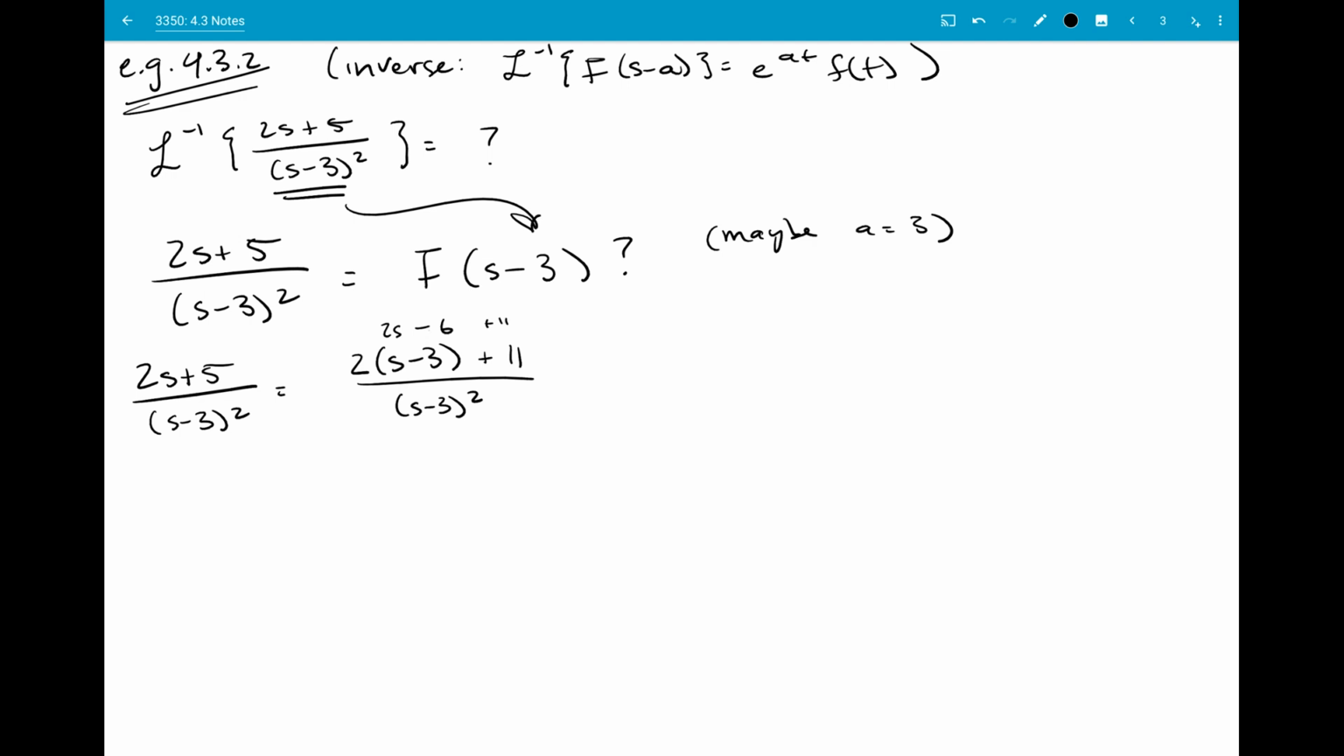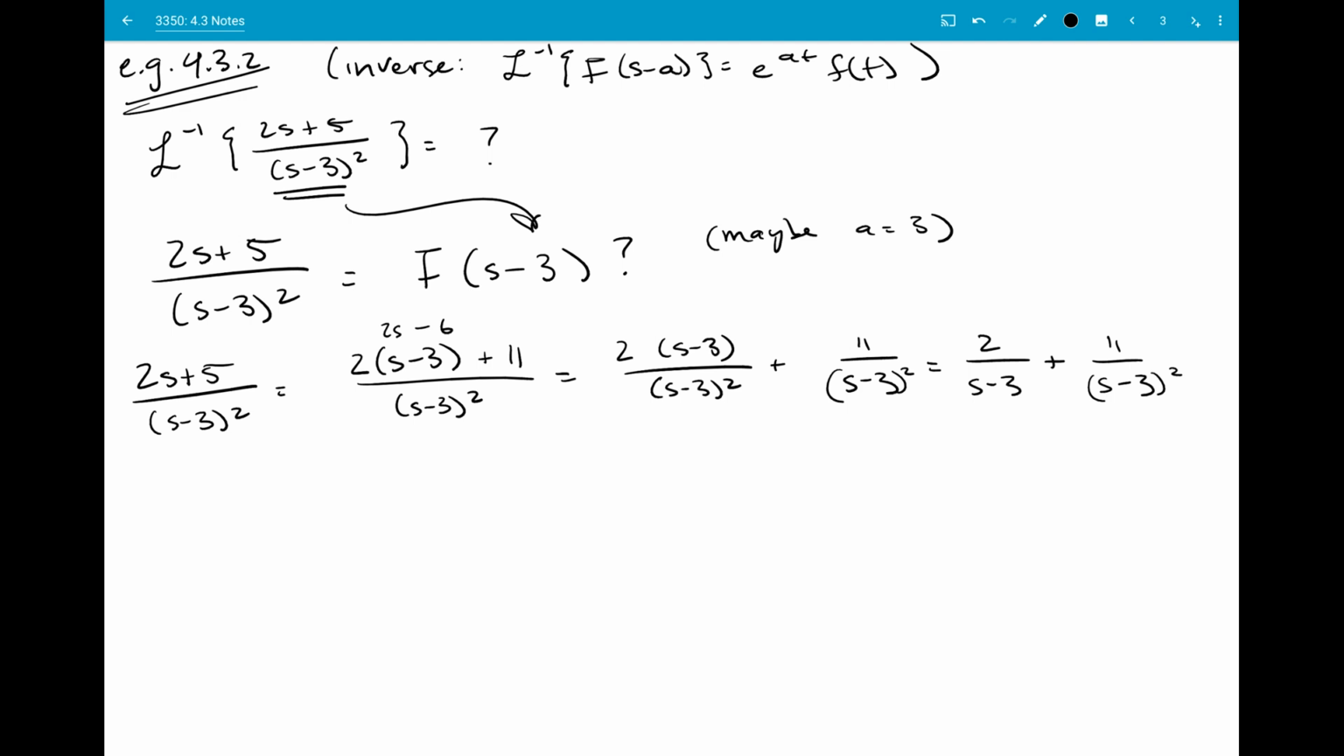Maybe I'll make a little note right there. Actually, that's going to be harder to read. So hopefully you just remember when you're reading these notes that plus 11 came from trying to make a plus 5. And so what this looks like is 2 times (s - 3) over (s - 3)^2 plus 11 over (s - 3)^2. Or just 2 over s - 3 plus 11 over (s - 3)^2. Oops. Forgot about that squared right there.